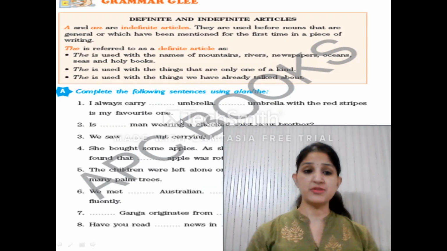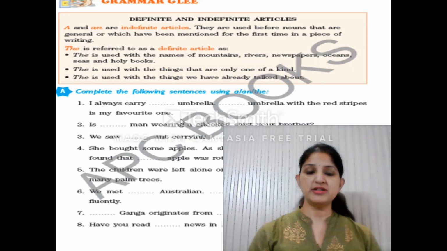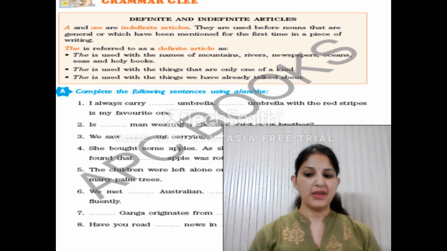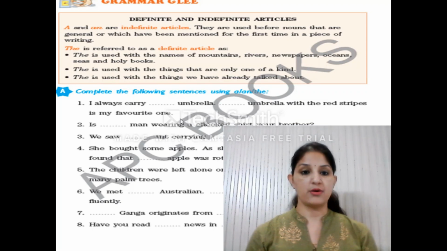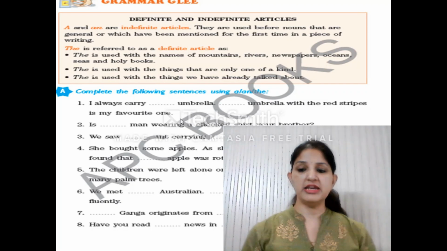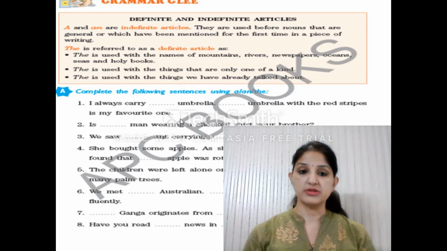Open your books at page number 25, Grammar Glee, Definite and Indefinite Articles. Students, you have already studied what articles are. Let me remind you once again. Articles are words that define a noun as specific or unspecific. There are basically two types of articles, the and a/an. The is used to refer to specific or particular nouns, and a/an is used to modify non-specific or non-particular nouns. We call the the definite article and a/an the indefinite article.